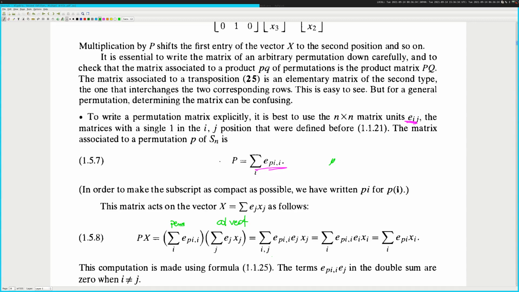Which is right, because if i is not equal to j, then those terms will cancel out. Of E_{P_i, i}, E_i, x_i. What the hell is E sub P_i? What is this?